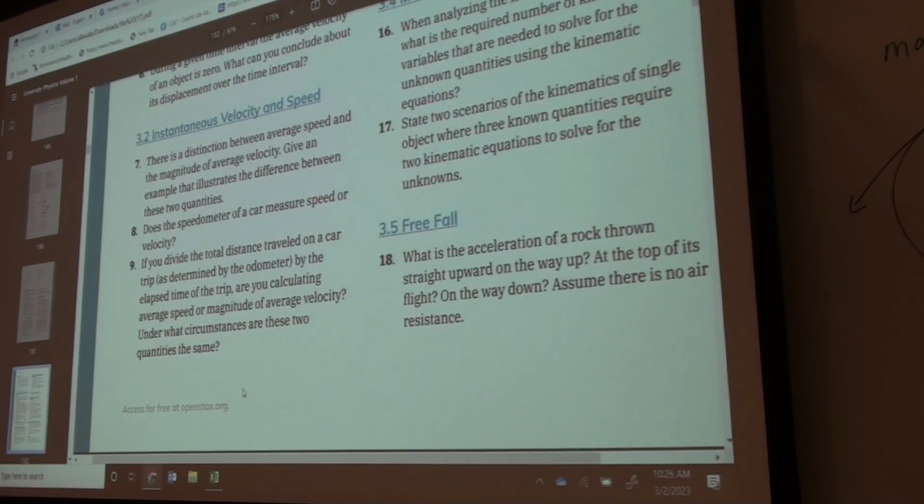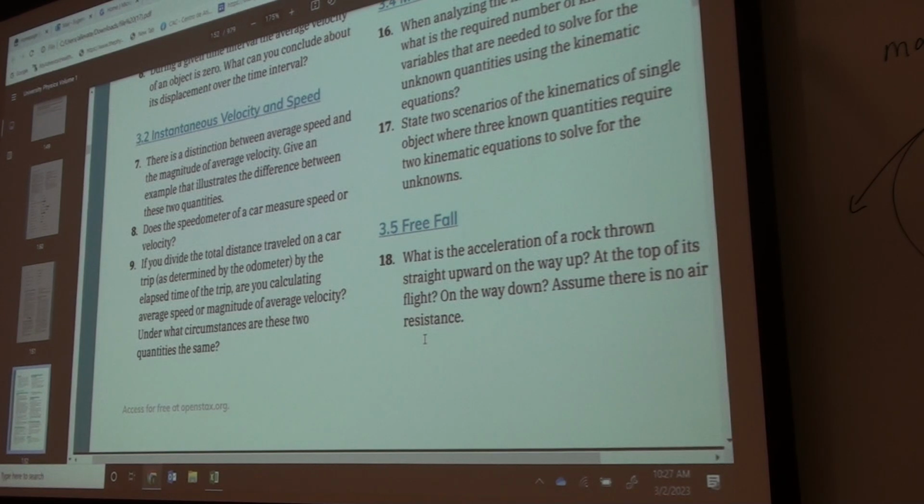So let's go here. Problem 18. What is the acceleration of a rock thrown straight up on the way up? When I throw a rock up, what is the acceleration when I throw it up? And then at the top of its flight, at the highest point, and then on its way down, assuming there is no air resistance, what is the acceleration?